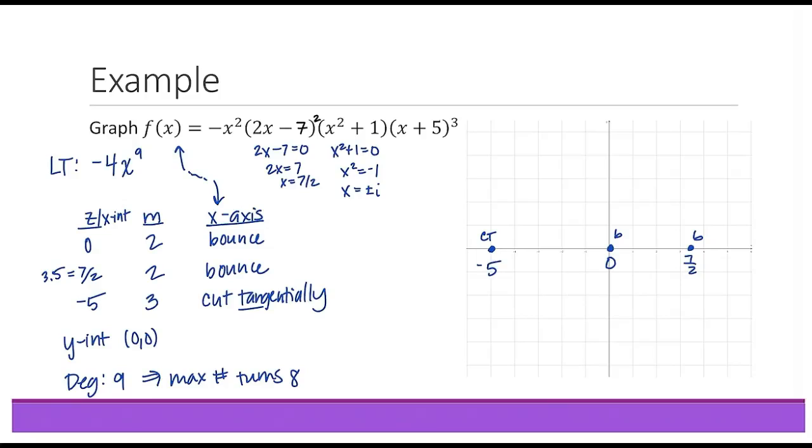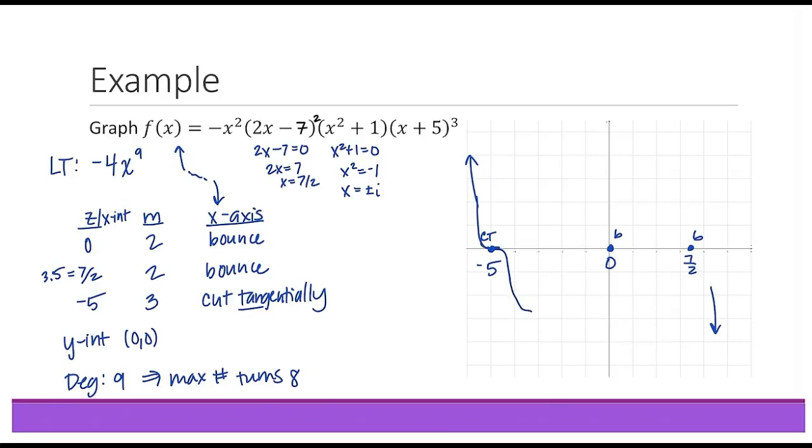I'm going to go ahead and do the end behavior. So to the left of negative 5, I'm going to point up. To the right of 7 over 2, I'm going to point down. So I like to just get kind of close. And then let's go ahead and do it. So I'm going to cut tangentially here. As I approach, I'm going to flatten out near the x-axis. So I don't just want to cut, I want to flatten out and make it very clear that that's what I'm doing.